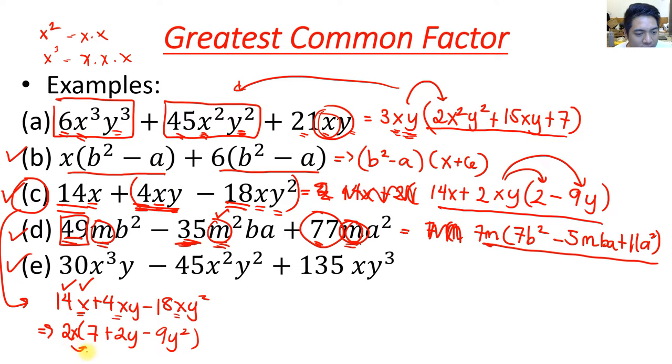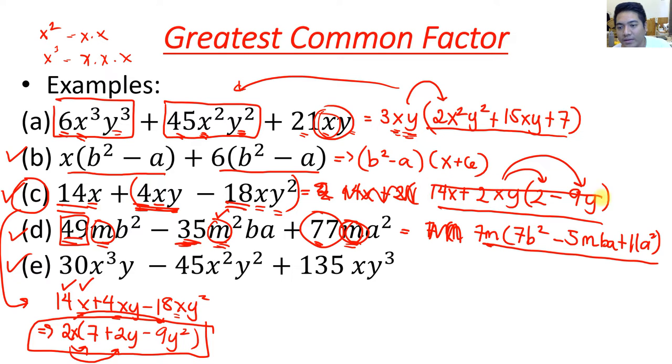So 2x times 7 is 14x. 2x times 2y is 4xy. 2x times negative 9y squared is negative 18xy squared. So this will be the final answer. So please disregard the earlier one, that's the one that we solved a while ago.